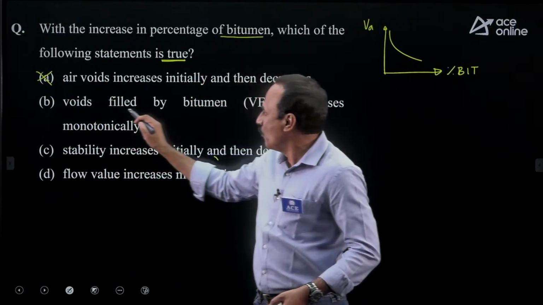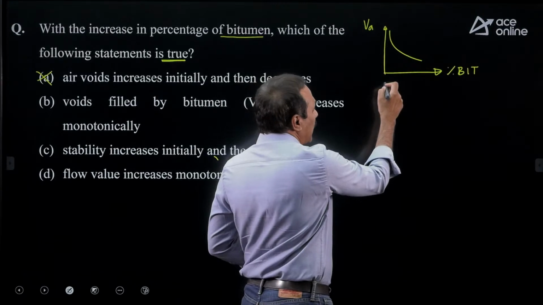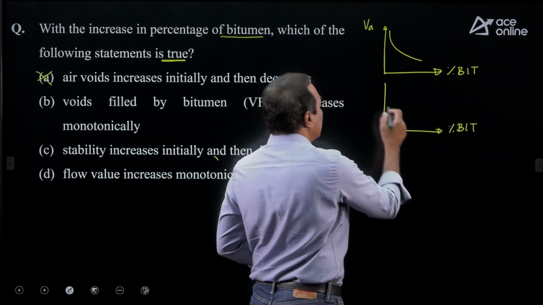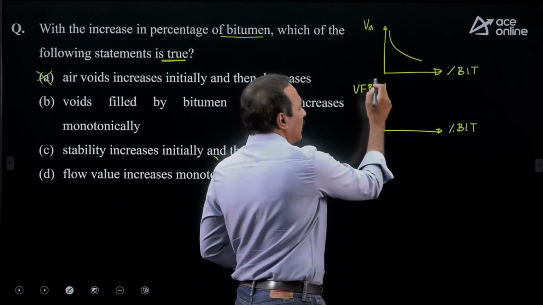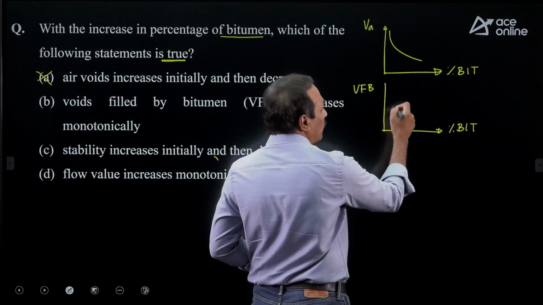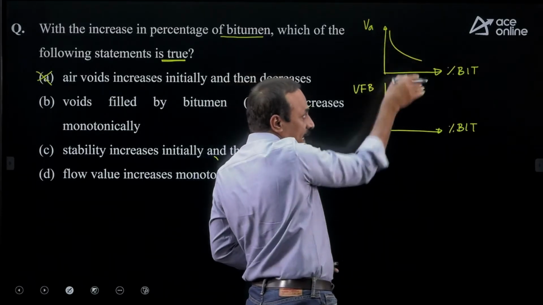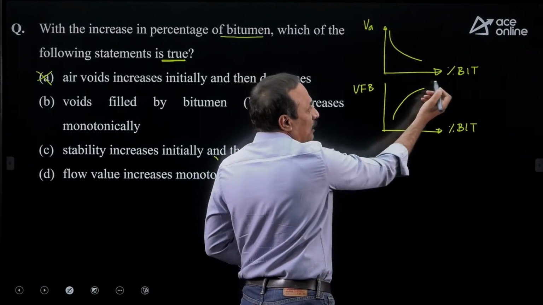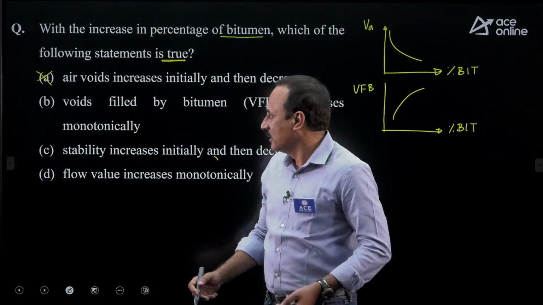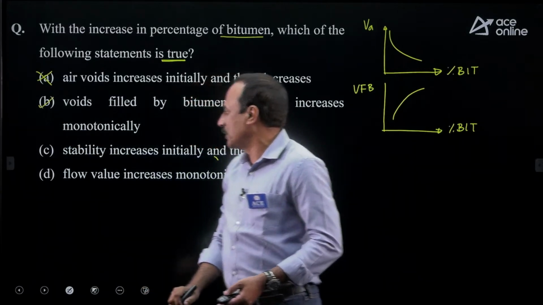Now coming to option B, voids filled by the bitumen increases monotonically. Now as you keep on increasing the bitumen, taking the same percentage bitumen on the x-axis, for voids filled by bitumen, as air is reducing, the bitumen content increases. So this is opposite to that. This is continuously increasing, as air is reducing, this mirror image will come into the picture. Voids filled by the bitumen continuously increase, nothing but monotonically increasing. So voids filled by the bitumen VFB increases monotonically. This is the right option.